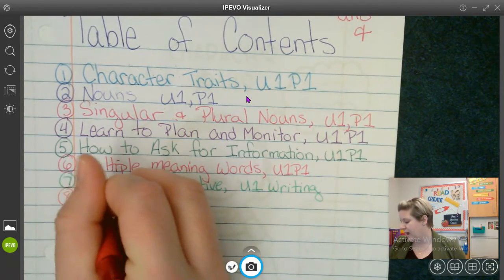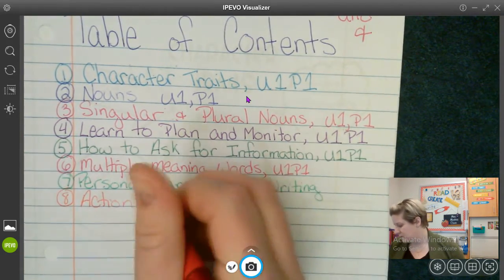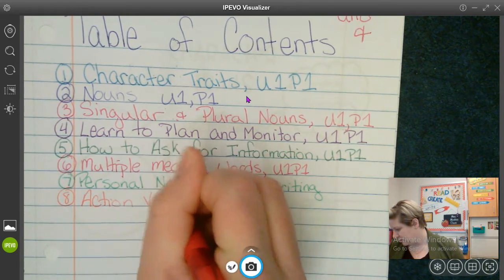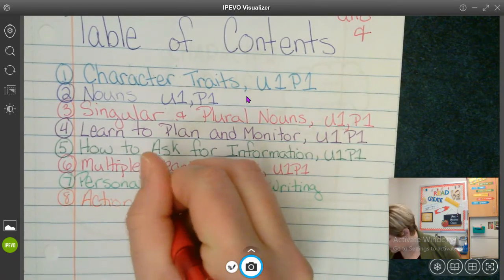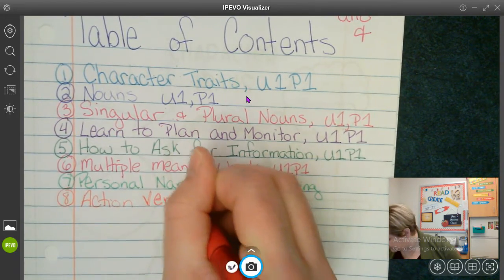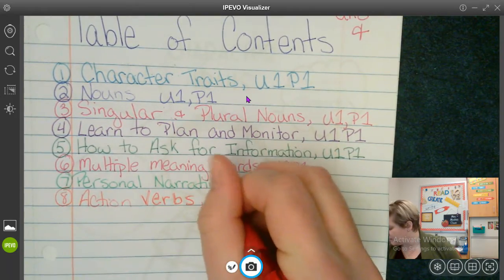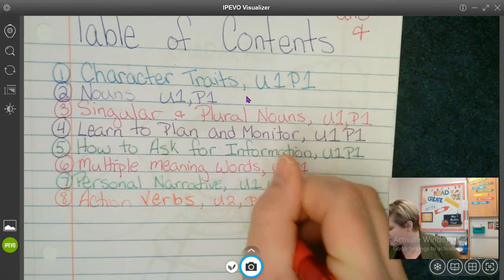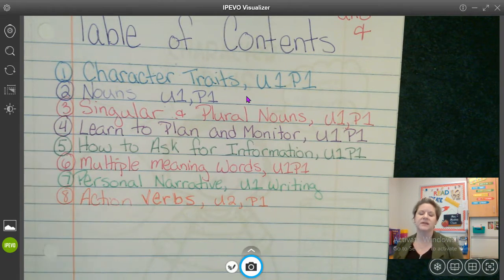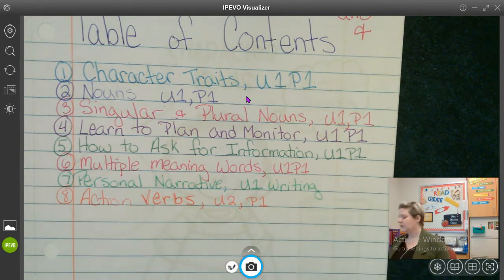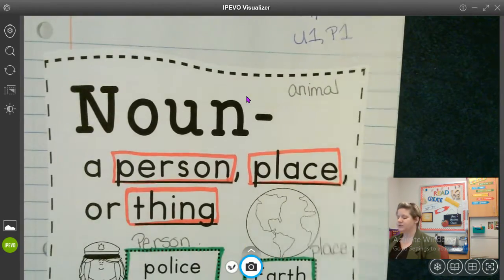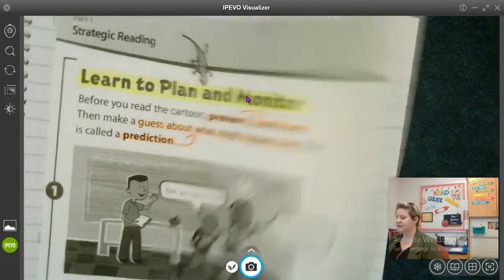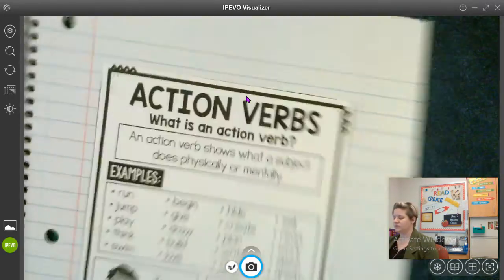Today we are working on action verbs. Uh-oh, my pen is running out. Let's see if I can fix that. Verbs. This is part of Unit 2, Part 1. So this is our first flipped notebook activity for Unit 2, Part 1. Once we have our title, we're going to jump to our next blank page, and you should already have your page glued down as we did it in class together.